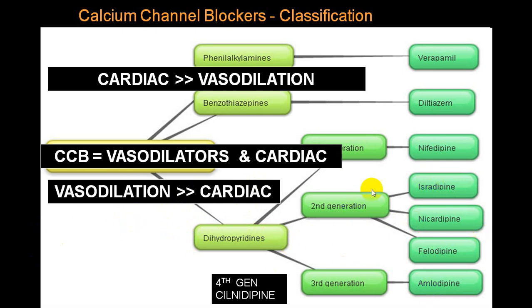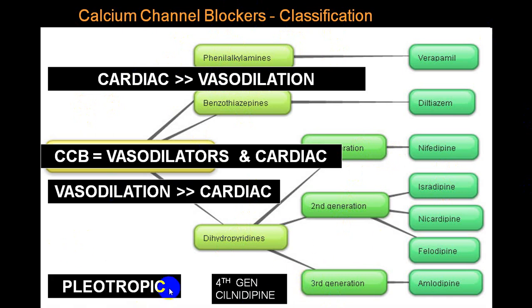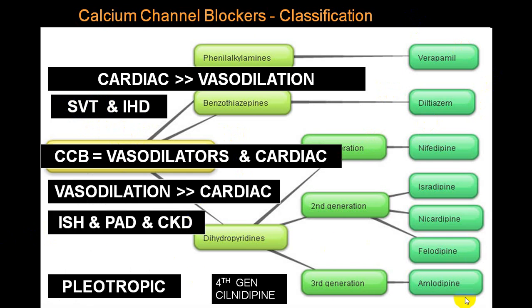We call these first generation, second generation, third generation, and fourth generation. These are CCBs which are put into dihydropyridine groups. So the dihydropyridine group is the first, second, third and fourth generation, and the non-dihydropyridine group is utilized mainly for cardiac arrhythmias. The fourth generation may have pleiotropic effects. And these are the drugs mainly utilized for supraventricular tachyarrhythmias, not for ventricular arrhythmias, and for ischemic heart disease.